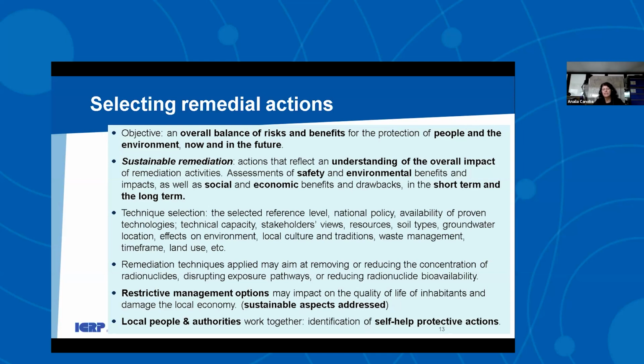So it's important to take into account this sustainable address also from the economic part of the use of the land if some restrictive management options are addressed. And also, as Mike mentions, some self-help protective actions also could be identified with the people and authorities to improve the situation, such for example as local monitoring.